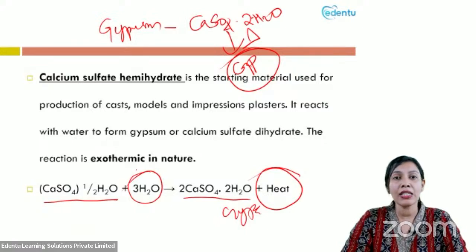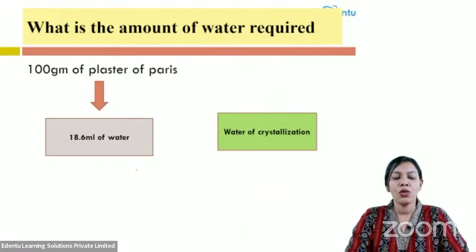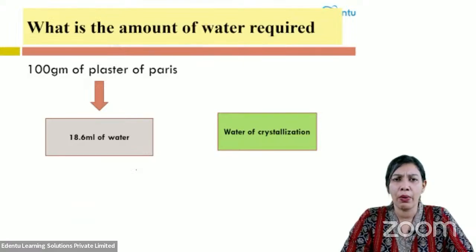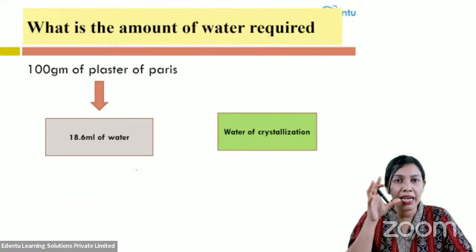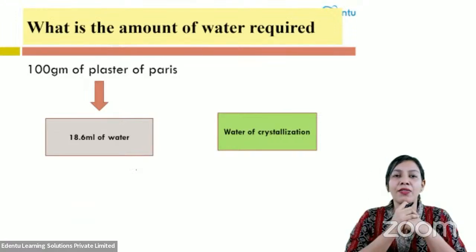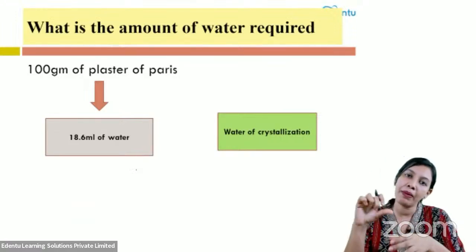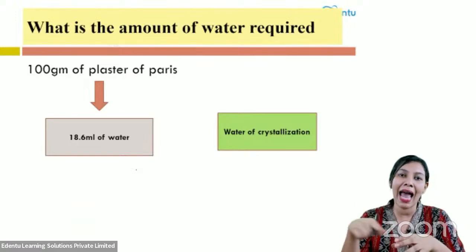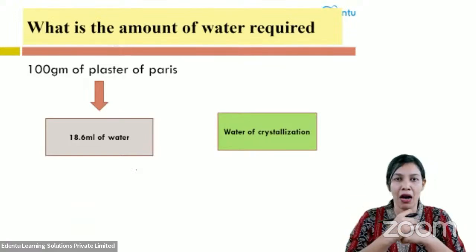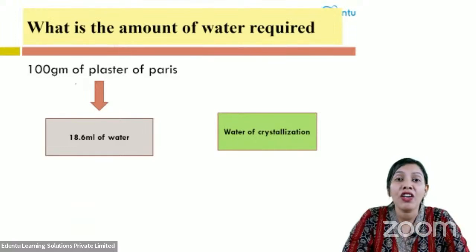The conversion into gypsum is actually an exothermic reaction. So what is the amount of water required? This is a very important portion, a concept you need to keep in mind. Think about the plaster of Paris which we use for pouring. We'll be pouring some water to mix and make it into a hard mass.